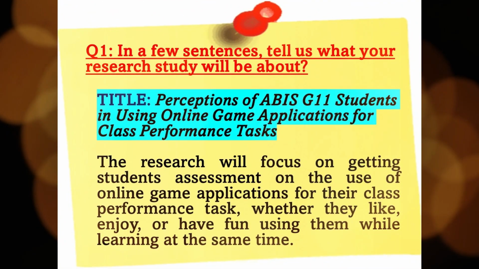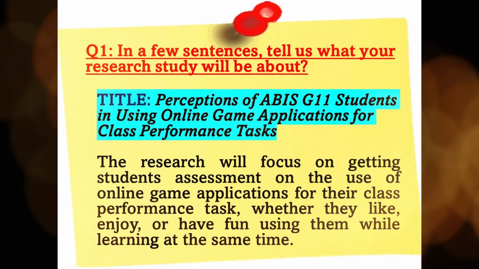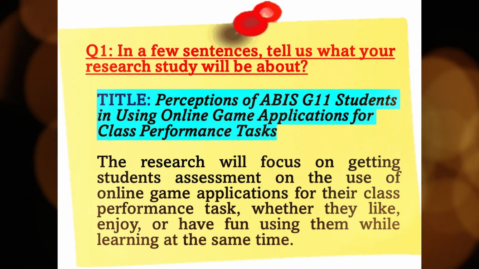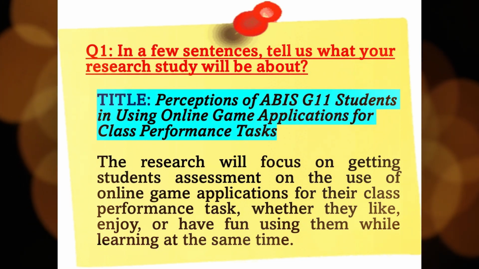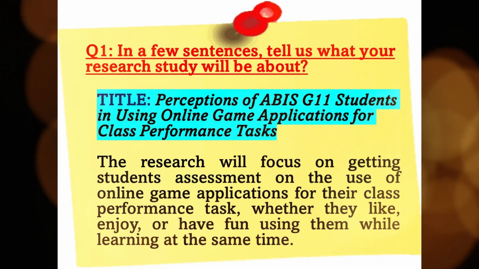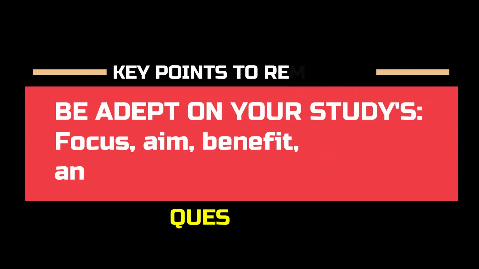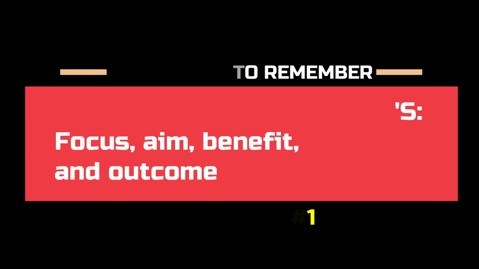Let's start with number 1. In a few sentences, tell us what your research study will be about. Looking at the sample answer, this question seems very simple, but most of the time, students get a little nervous with the first question asked, no matter how simple it may be. To conquer your nervousness then, you just have to be very adept or knowledgeable about the most essential aspects of your study as you mentioned in your research plan, like its focus, aims, benefits, and outcome. Just choose one among them or say them all if you wish to.